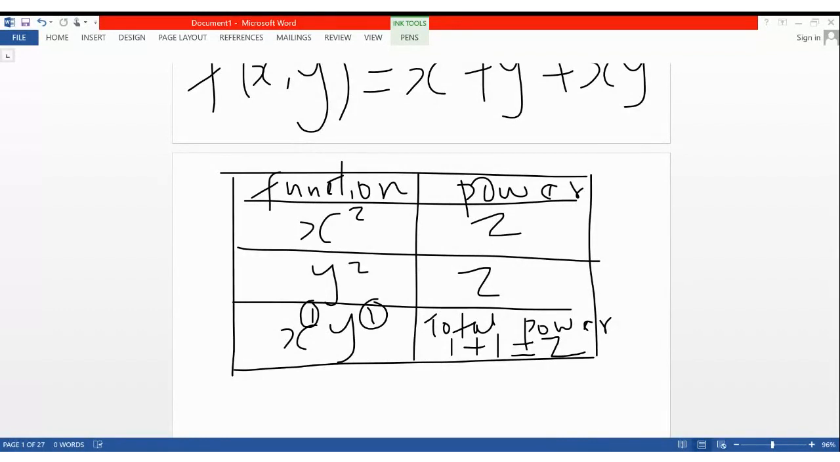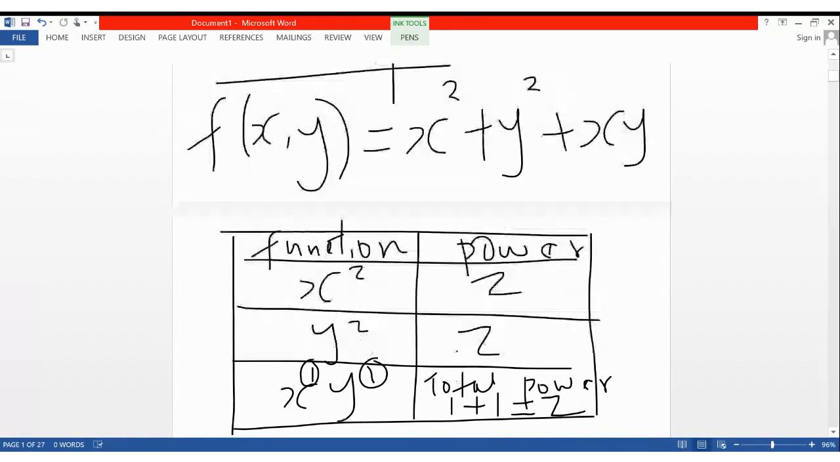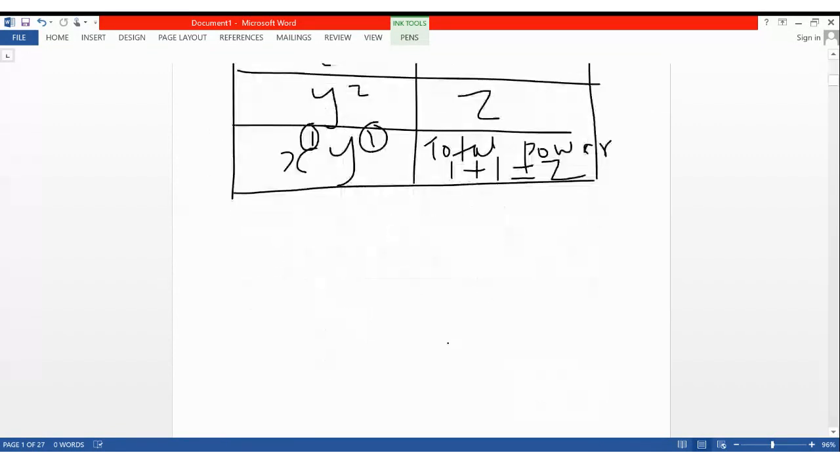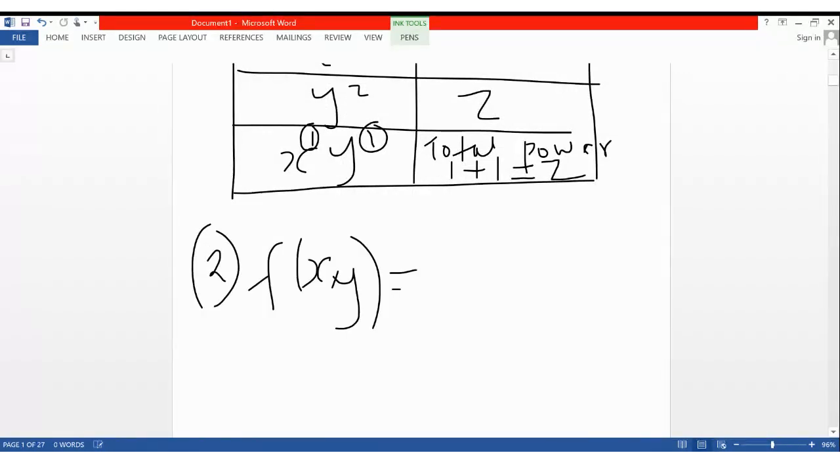Let me give you one to try and tell me if you'll be able to get it correctly. Is it homogeneous or not? Even if you have x and y, you consider each individual power, then add the two powers to get power 2. Let me give you another function: x to the power 3 plus xy squared. Tell me if it is homogeneous or not.